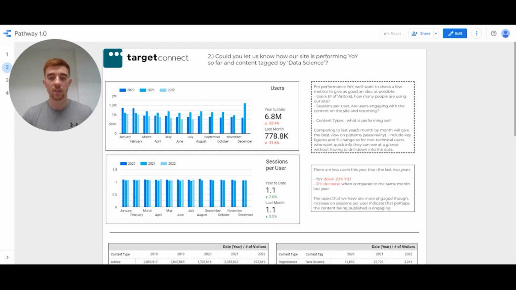I've also included a custom field in this, the sessions per user. I thought it'd be more useful than just the sessions. It's a good measure of how engaged the users are if they keep coming back for more content as well. And we can see this has stayed mainly flat as well. So considering that the users has gone down and the sessions per user has stayed the same, it's quite a good indicator that the content that the website is putting out is doing quite well.